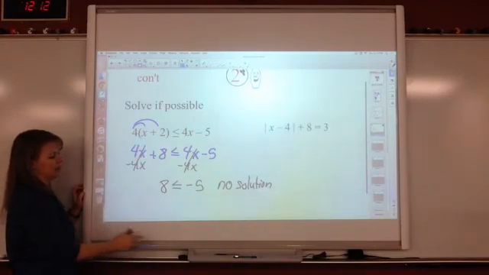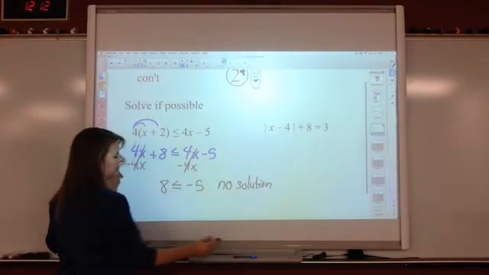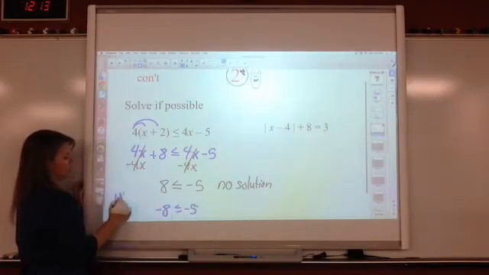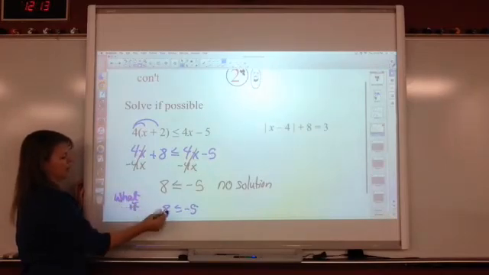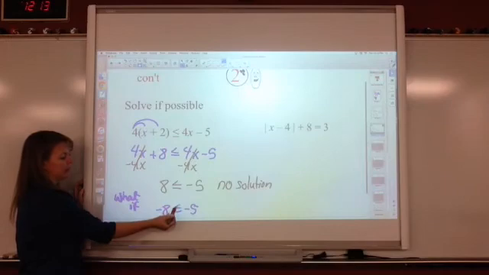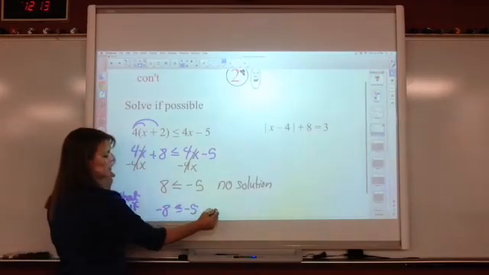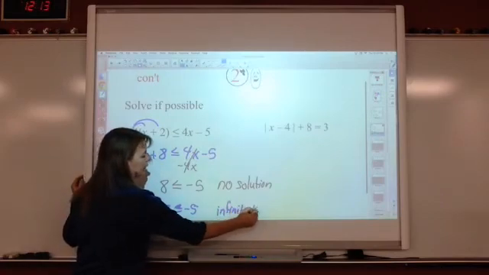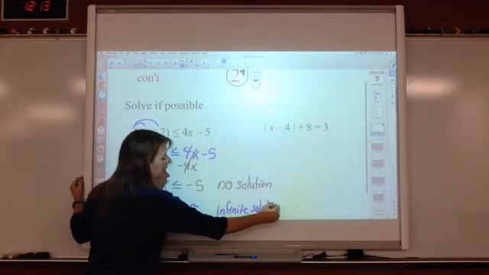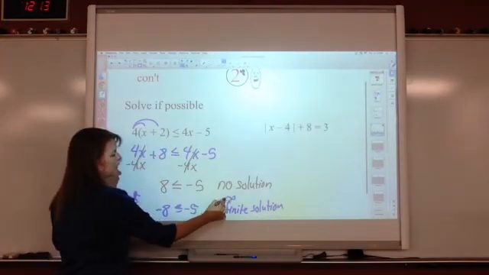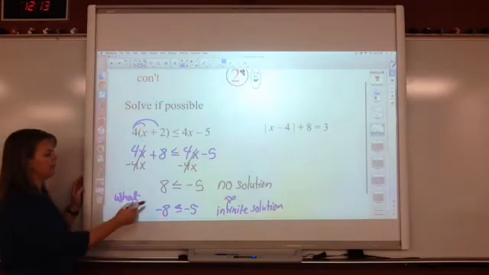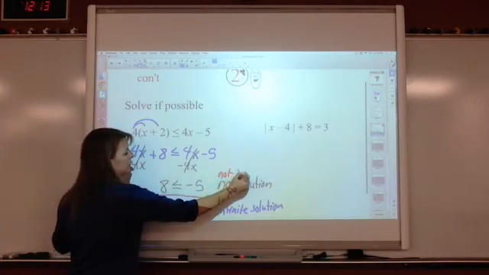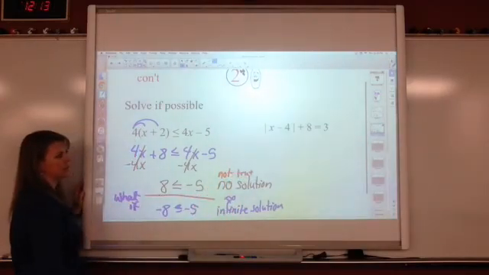Now, just a reminder, we don't have this problem, but what if it said, is negative 8 less than or equal to negative 5? We'll call this the what if. What if that's the way it came out? And that is true. Negative 8 is always less than negative 5. If it's true, then you say there is an infinite solution. Every single answer that you want to put in there will work. Infinite solution, or shortcut, infinite solution. So know the difference as you're looking at these. If it's not true, there's no solution. If it's always true, it's an infinite solution.